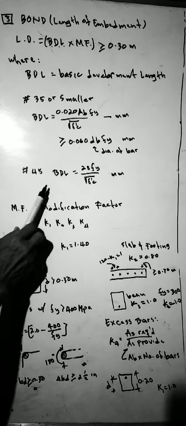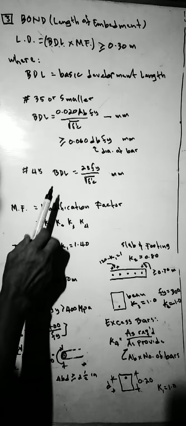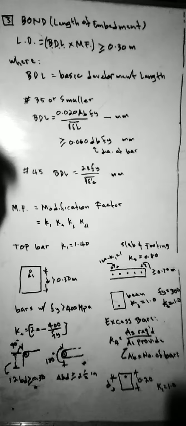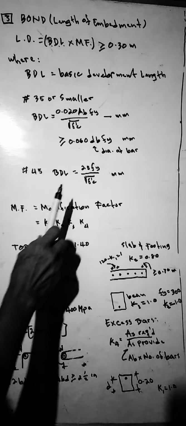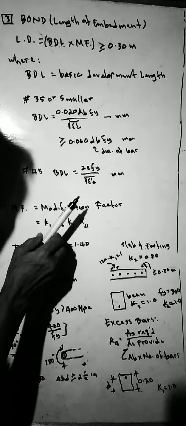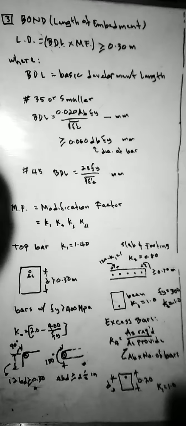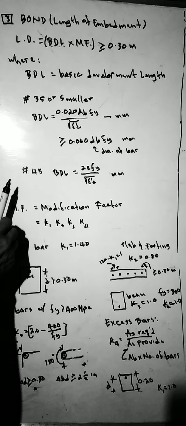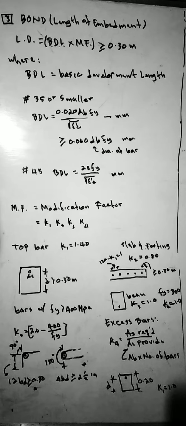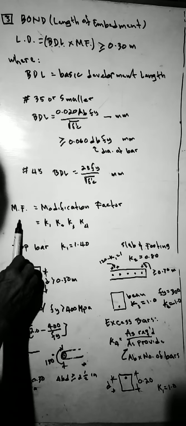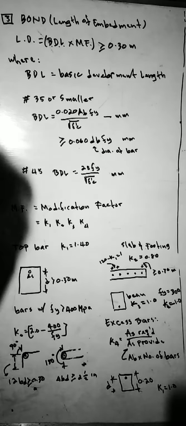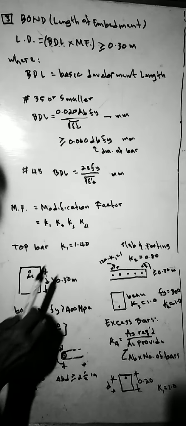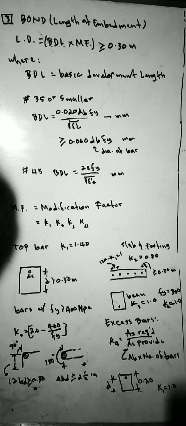For number 45 bars, BDL, basic development length, is equal to 25 Fy divided by the square root of f'c. This is the formula for BDL for number 45 bars. MF means modification factor. Modification factor is equal to K1, K2, K3, K4.